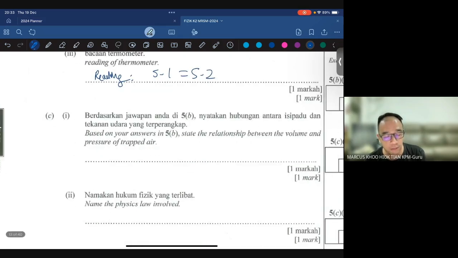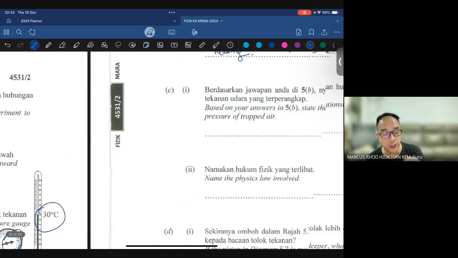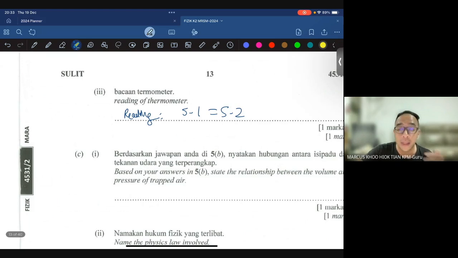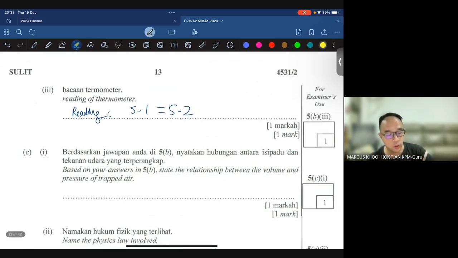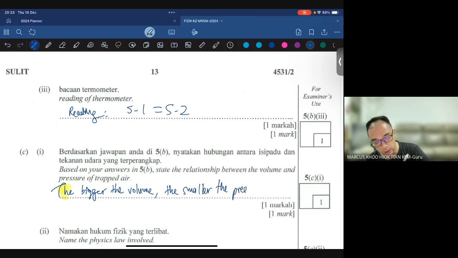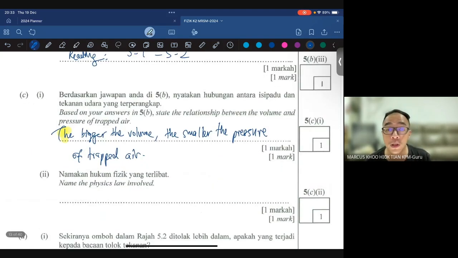the other day. Okay, based on your answers, state the relationship between volume and pressure. Okay, if you take a look at this, since the direction is in different directions, one to the right, one to the left, so we know that the bigger the something, the smaller the something. Okay, so the bigger the volume, the smaller the pressure of trapped air. Okay, the bigger the volume, the smaller the pressure of trapped air. I think it's a very simple question.